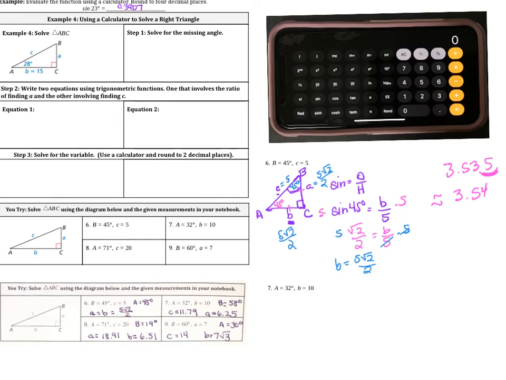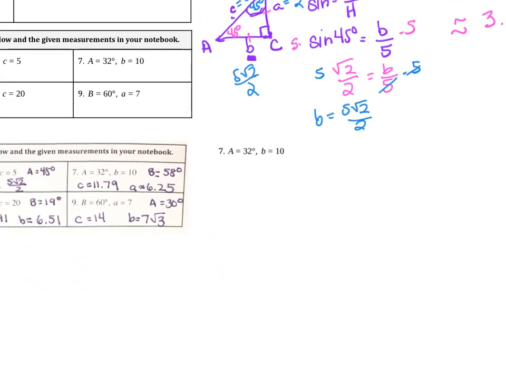So let's try number 7. A is 32 degrees and B is 10. So let's draw our triangle. That's the first thing you should always do. So here is 90 degrees. Then A is in this corner, side A is here, B is here, and lowercase b is here. C, the right angle, and then C, the side. So we're given A is 32 degrees, so 32 degrees.